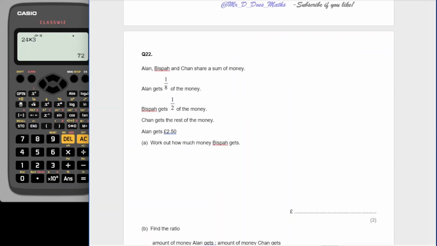So if we look at it like this, we've got A, B, and C. Alan gets 1/8 of the money. B gets 1/2 of the money. That would be 4 out of 8, so that must mean C gets 3/8 of the money. So if Alan gets £2.50, C would get 3 times the amount, so £7.50.